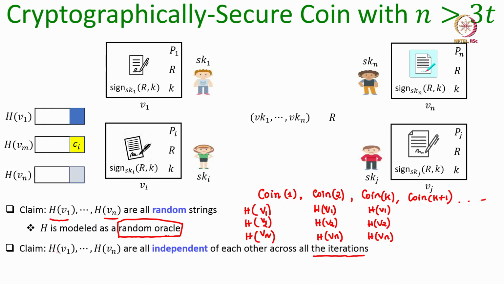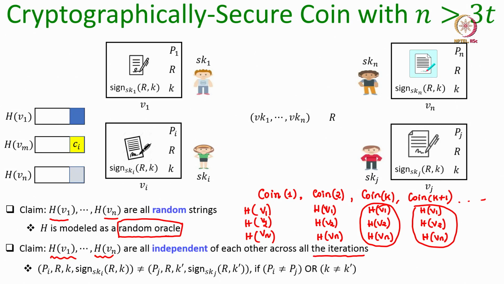So, what we are claiming here is that the hash values will be independent of each other across all the iterations. That means if we consider, for instance, invocation k and invocation k plus 1 of the coin primitive, then none of the hash values computed during the kth invocation will have any dependency on the hash values computed during the k plus 1th iteration.